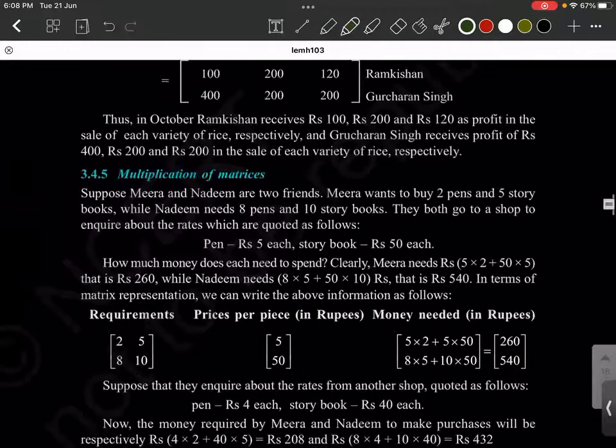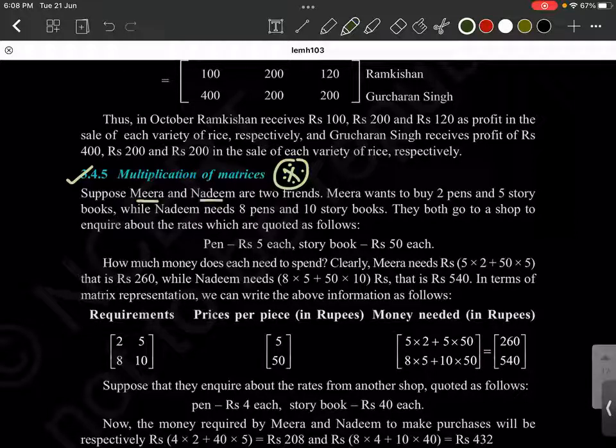So we saw all these kinds of operations. Today we are going to see an important one, which is multiplication of matrices. That is, when two matrices of specific order are given to you, under what condition will you be able to multiply them is the question. But before that, let's consider an example.